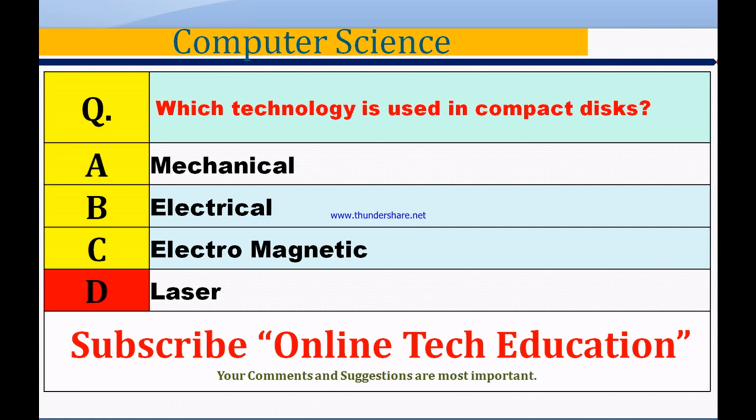Which technology is used in compact discs? Mechanical, electrical, electromagnetic, laser. Laser technology is used in compact discs. The option, laser.